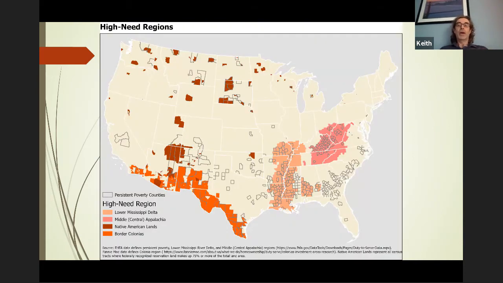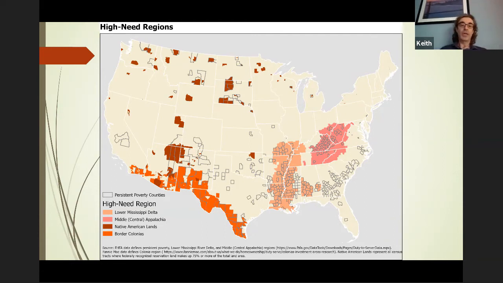Now here's a map of high needs regions as is most commonly recognized and ones we normally work with. You see in orange the border colonias down near the Mexico-Texas border, the bright orange. Then there's the burnt orangey color from the Native American lands in the west. And then there's a lighter orange around the lower Mississippi Delta. And then there is a pink color around Central Appalachia.